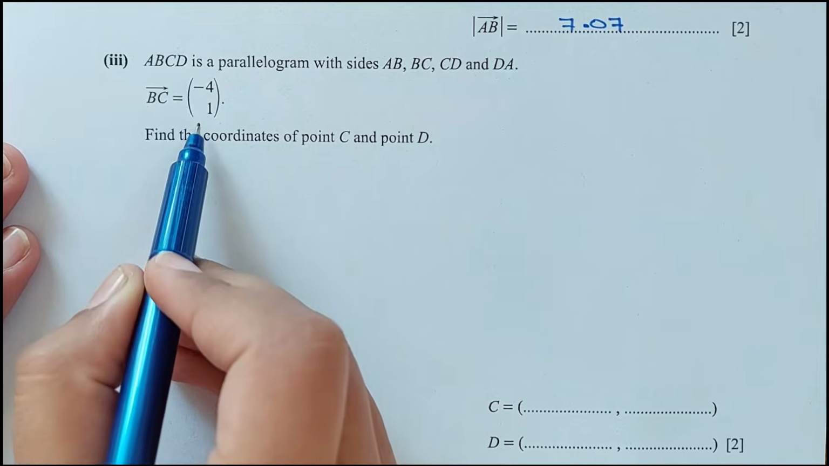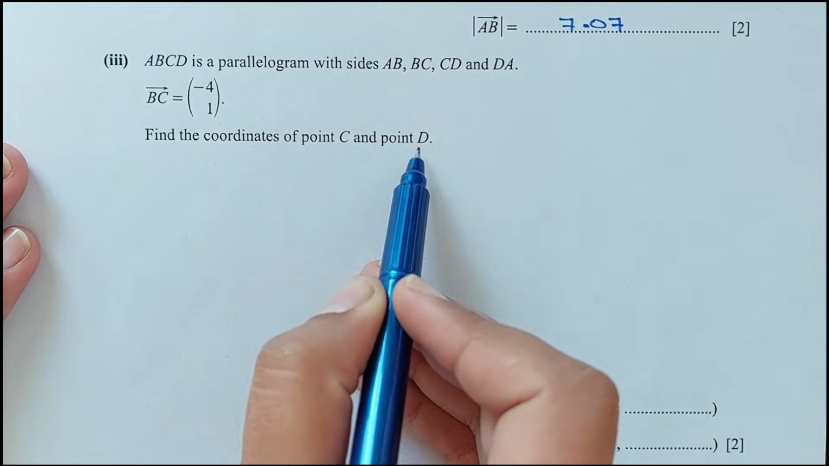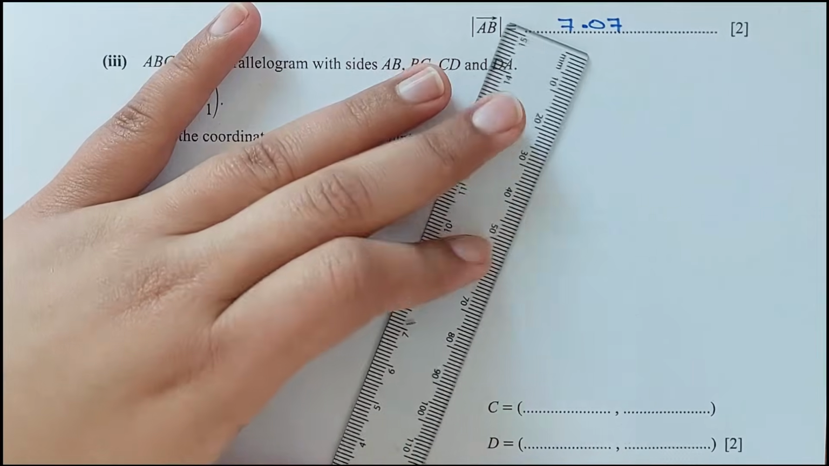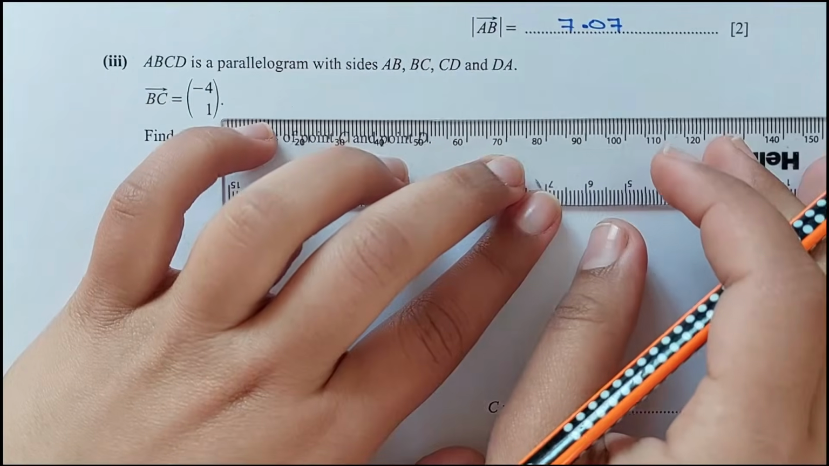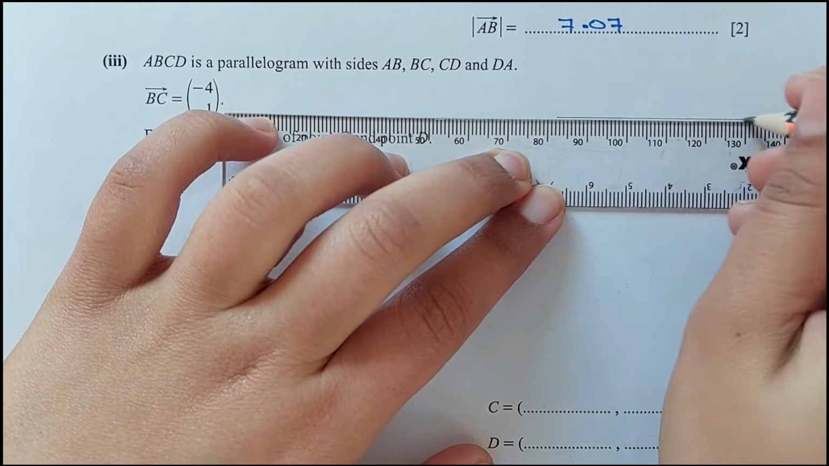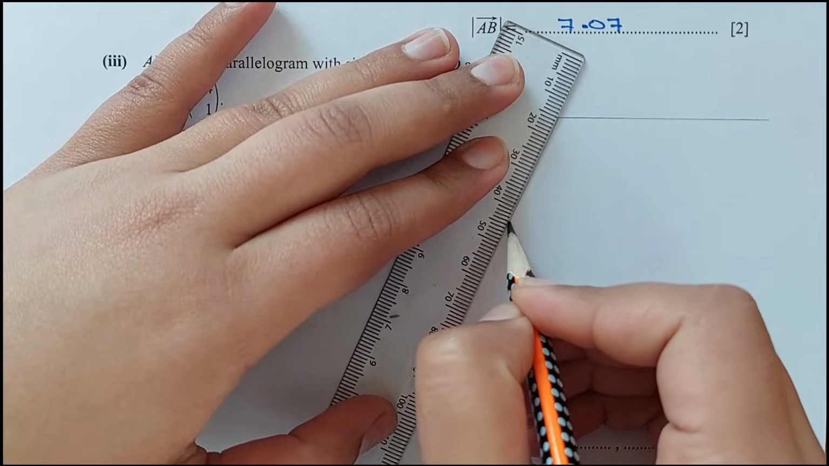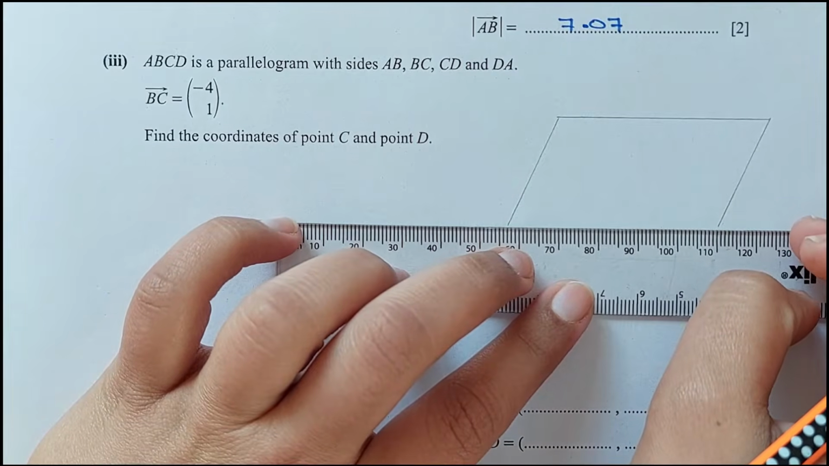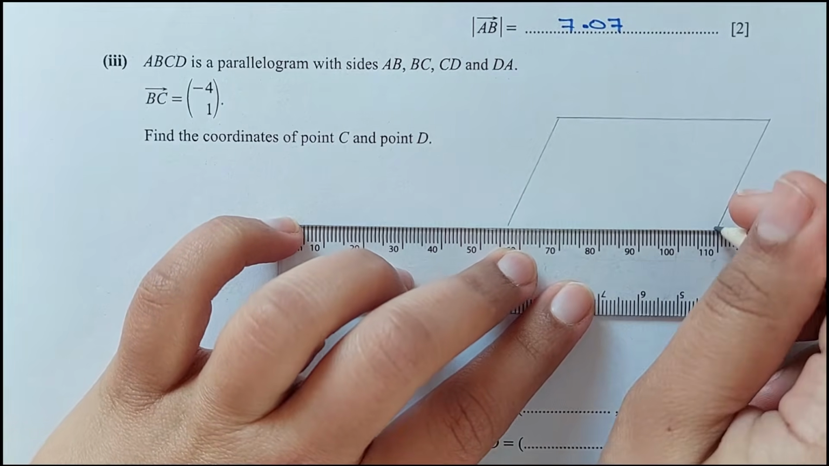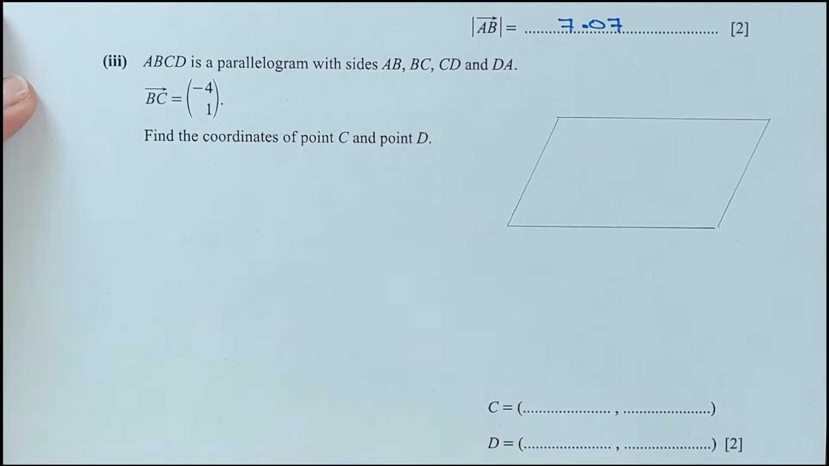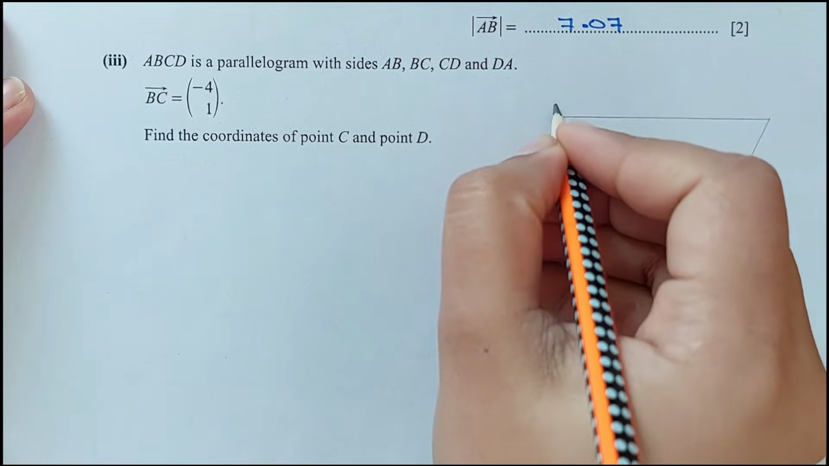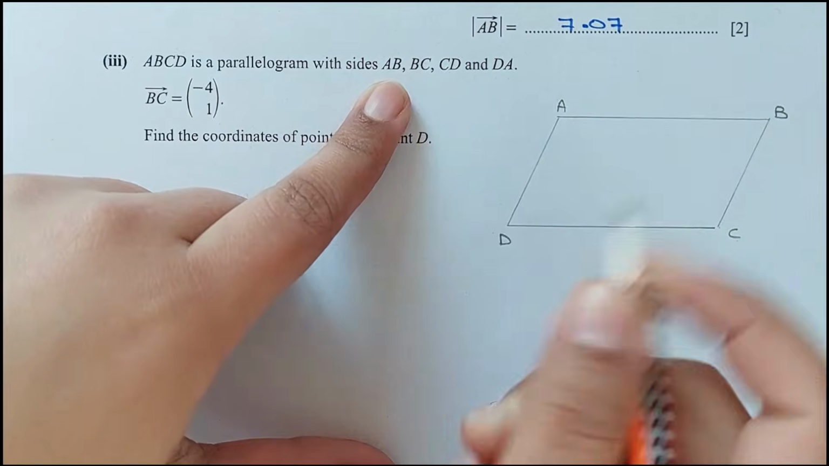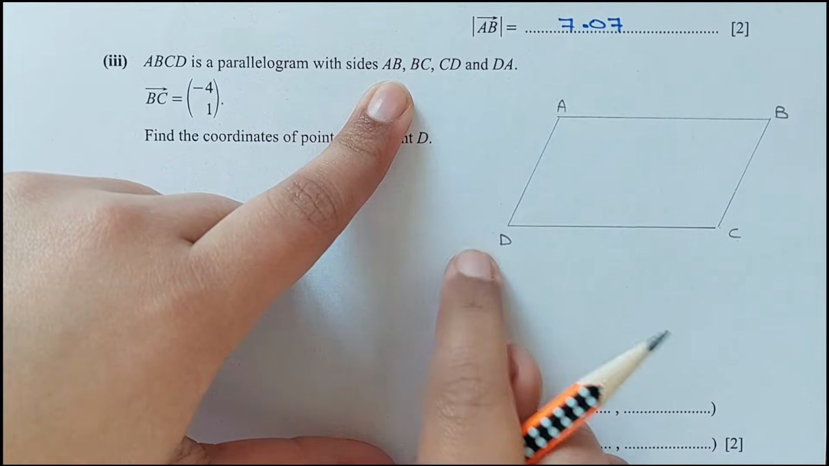Right. Now for part 3, ABCD is a parallelogram with the sides AB, BC, CD and DA. BC is given as -4, 1. Find the coordinates of points C and D. Okay, let me draw the parallelogram first. Just a rough sketch. Right, so this shape is a parallelogram with A, B, C and D. We have a side AB, B to C, CD and DA.